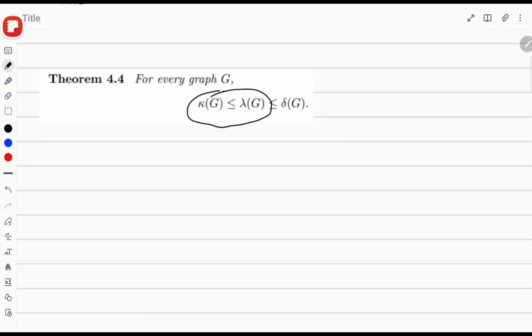Okay, so now let's continue to dig into why the kappa of G is less than or equal to lambda of G. It's because this one is the vertex connectivity and this one is the edge connectivity. So this is the minimum number of vertices that need to be removed to disconnect the graph. And since by removing a set of edges can also disconnect the graph.